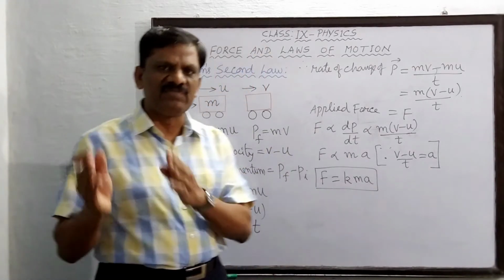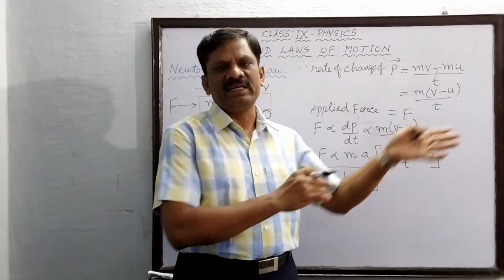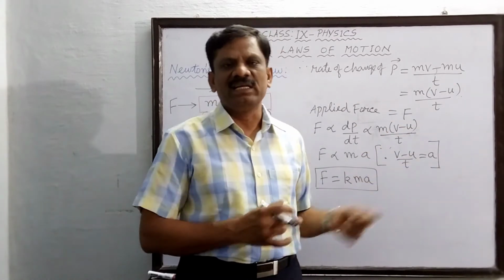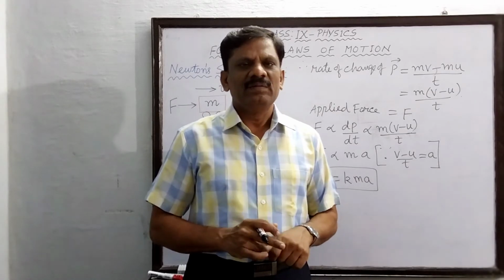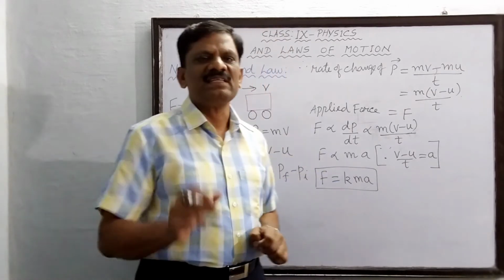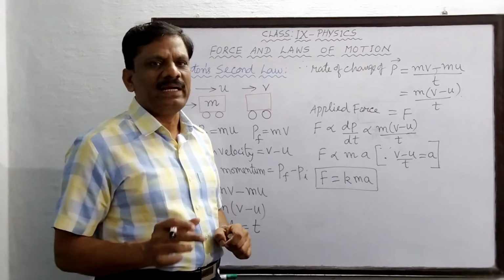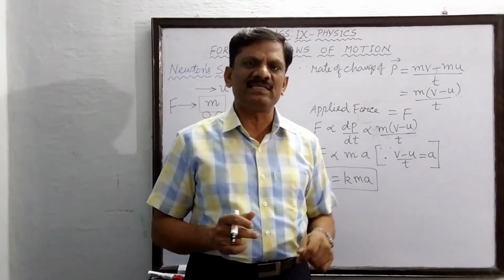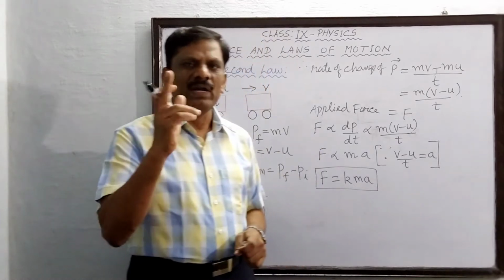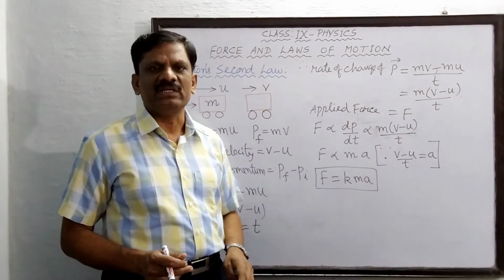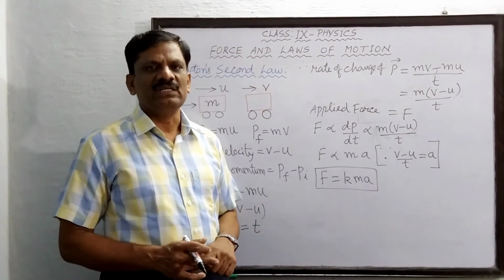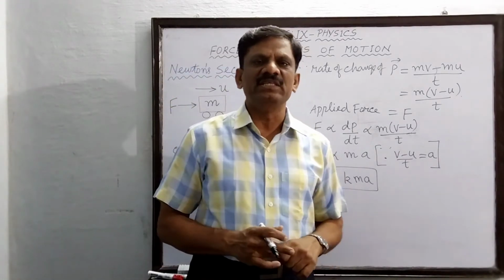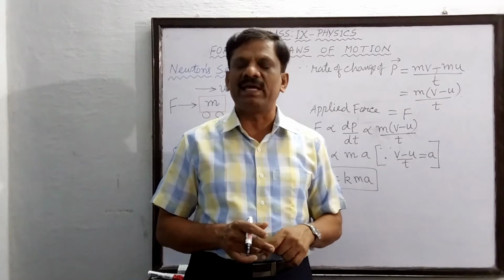I told you, if less force acts, then less acceleration only will be produced. If large force acts, then large acceleration will be produced. But the physicists have proved that if the mass of the body is 1 kg, that is a unit mass, to produce 1 meter per second square acceleration, that is unit acceleration. So to produce unit acceleration in a body of mass 1 kg, how much force is required, they have calculated.